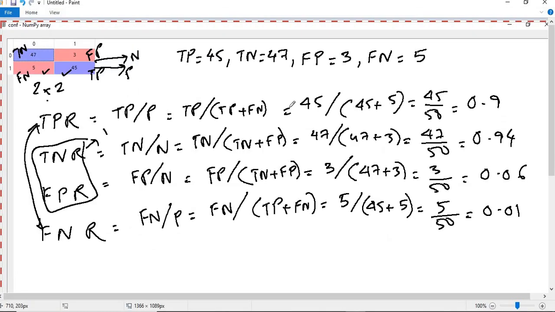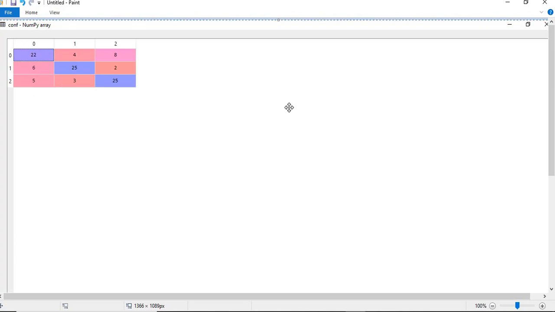So this is my 2 by 2, and this is my 3 by 3. The moment there are more than 2 classes, we have to calculate the values for each and every class. So I'll start with class 0, and for class 0 I calculate the true positive rate, true negative rate, false positive rate, and false negative rate. First, you draw one horizontal line and one vertical line. This intersection will be my true positive, and the rest will be my true negative.